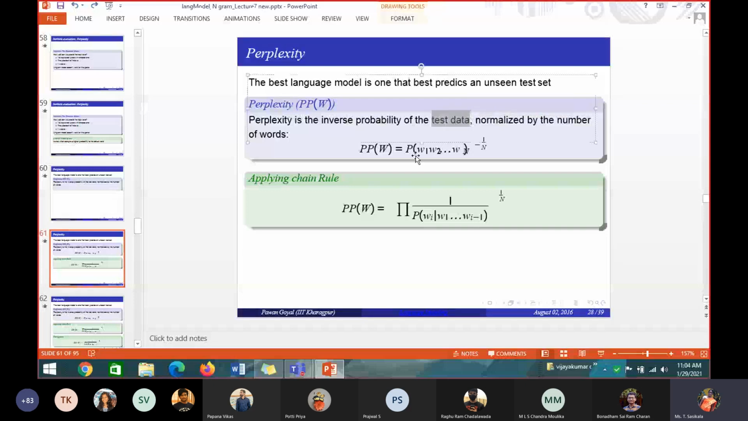N is the total number of words. Okay, so this is the formula for perplexity. Test data has the words W1 to Wn, and I am normalizing by the inverse, that is the number of words. So this is the formula.